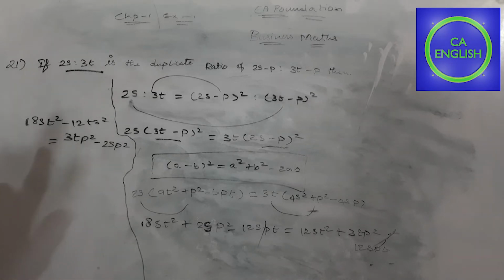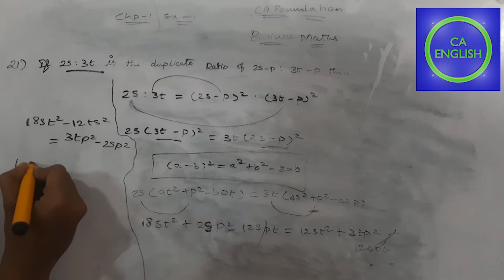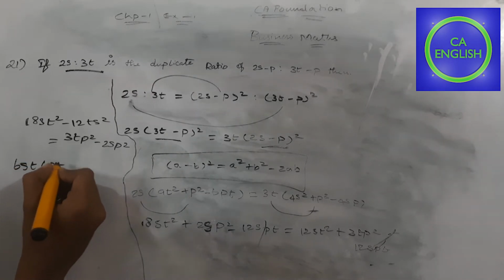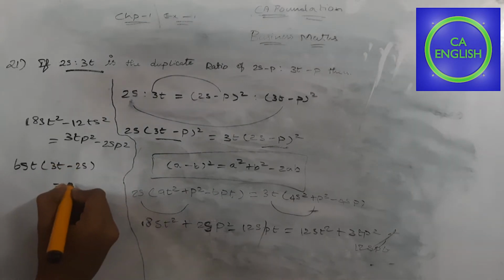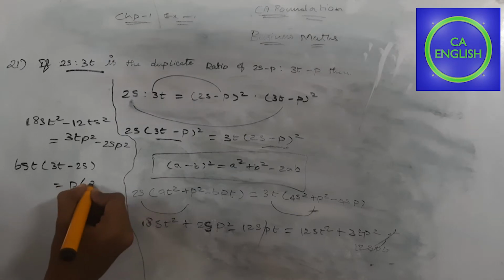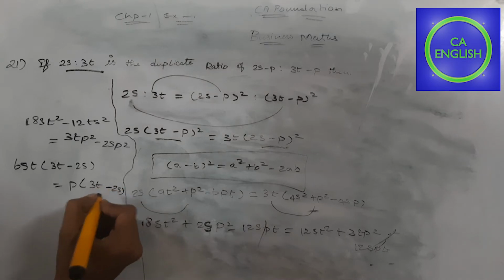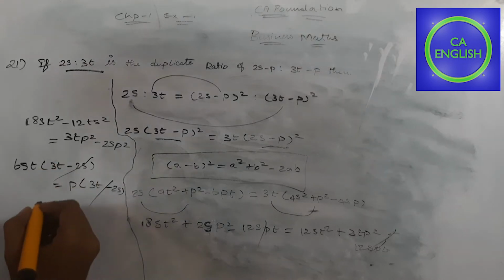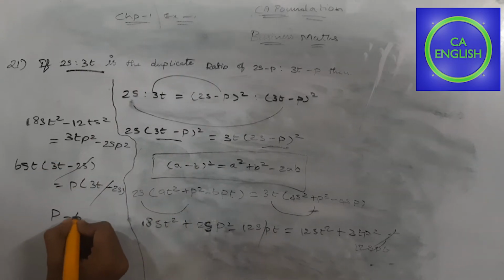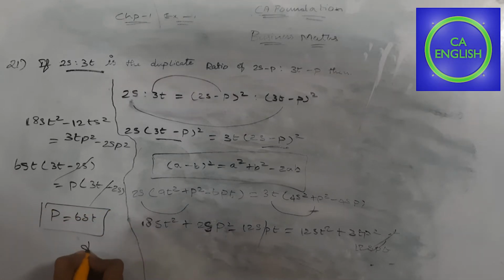Here 6st we can take out. Okay, 6st, if we take it out, 3t minus 2s will remain. And if we take p outside in this, there will be 3t minus 2s. Okay, the 3t minus 2s are the same, so we can cancel. Therefore p is equal to 6st. The answer is p is equal to 6st, option D.